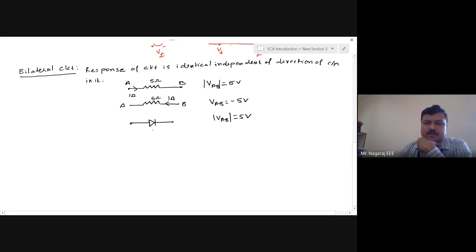Okay. If I take a diode, now to this, if I apply say 5 volts, or let this be A and B. Now, if I apply 5 volts to a diode, say specifically a silicon diode, then what is VAB?